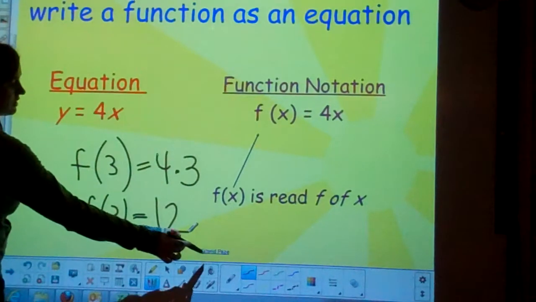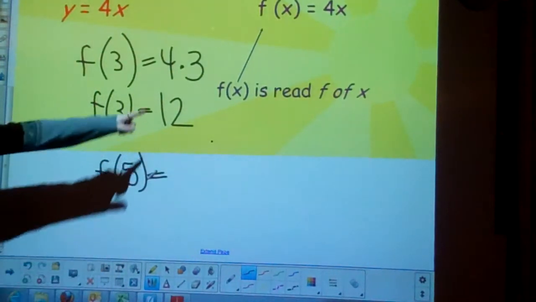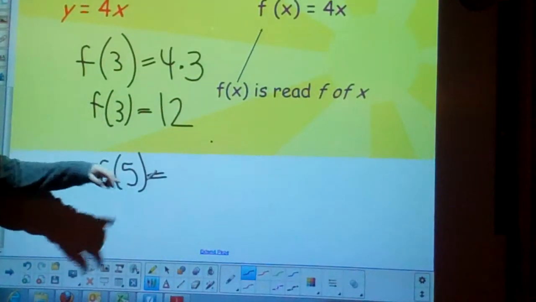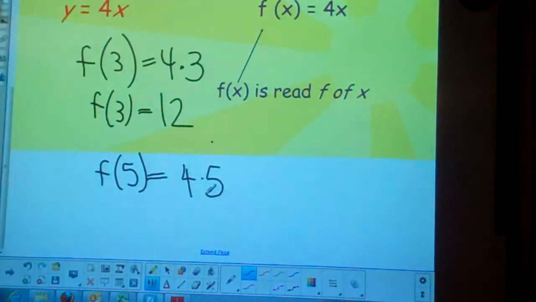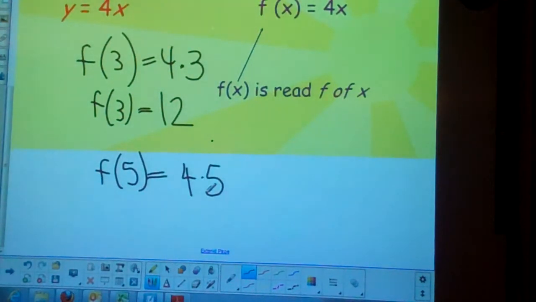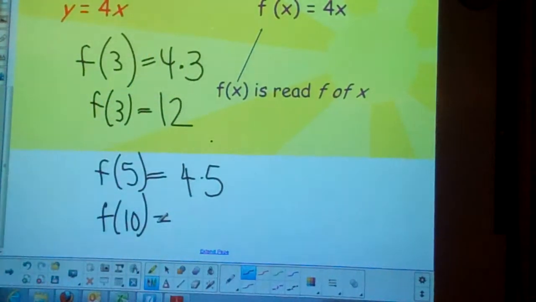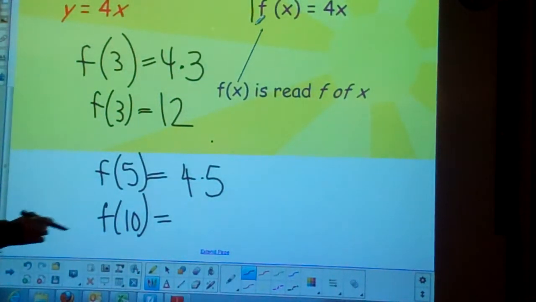But if we're solving this function, let's say we want to find f of 5. That means instead of putting in 3 for x, like we did when it was f of 3, now we put in a 5 for x. So it would be 4 times 5. Is it always 4 for x? It is in this equation because that's what our function is right now. But your functions are going to change. Okay, what would f of 10 be? 40. f of 10 would equal 40.